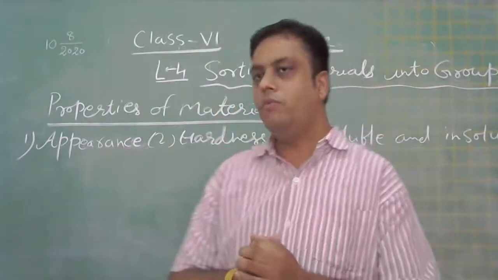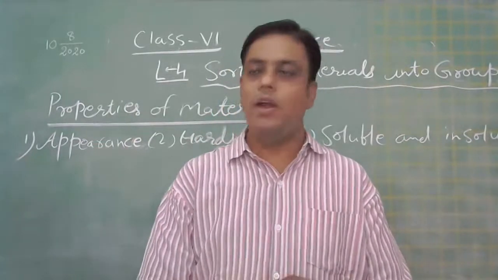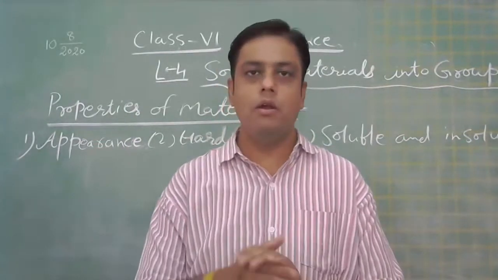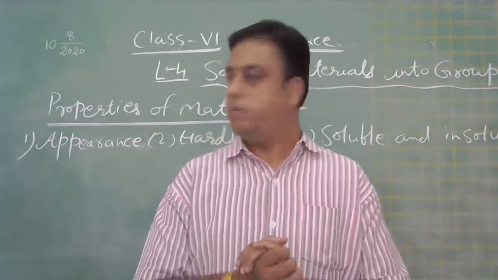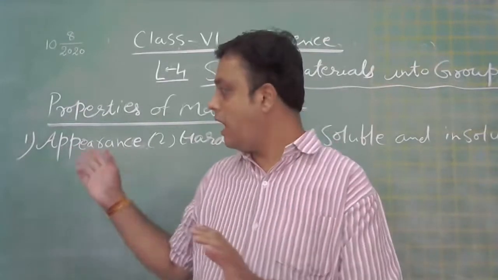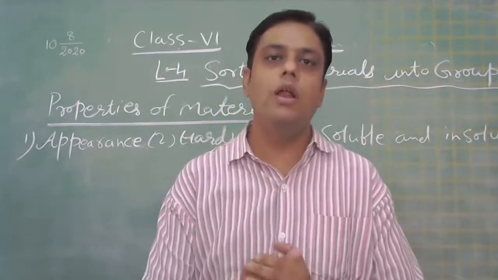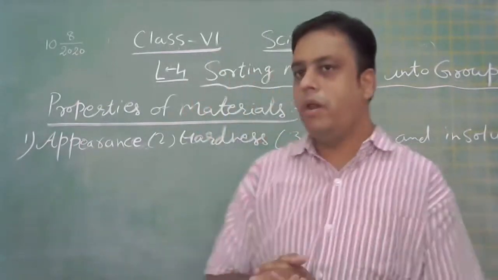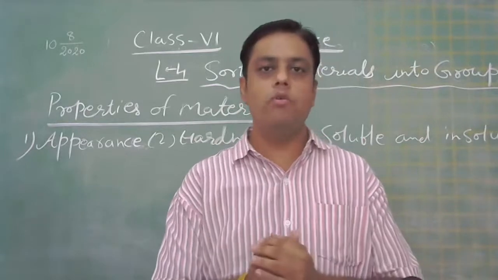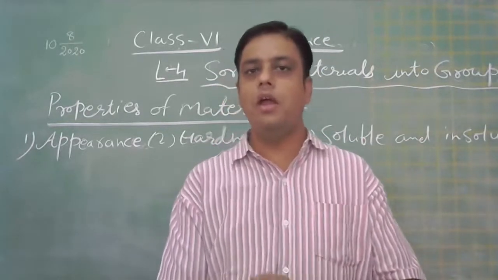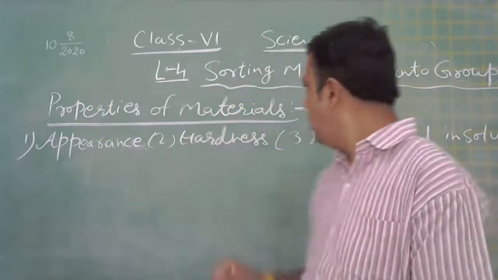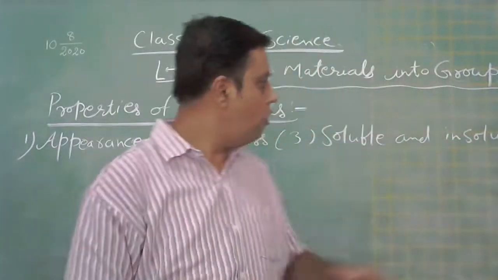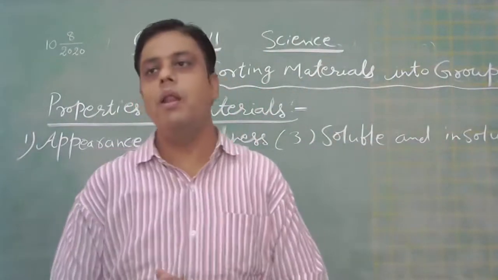Like that, in appearance we have discussed that different types of materials have shine in them, that is called luster. Many lustrous materials are there, and many materials are there that have no shine in them. And the third one that we have discussed is soluble and insoluble materials.